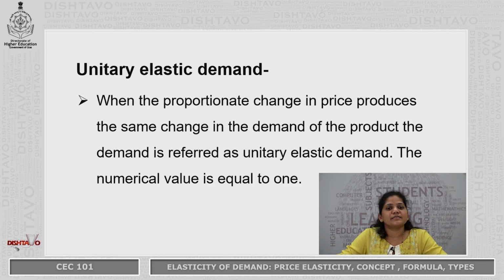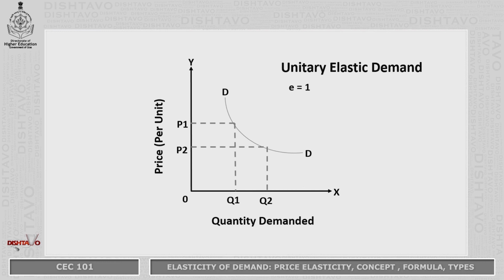The last one is unitary elastic demand. When the proportionate change in price is the same as the proportionate change in demand for the product, the demand is referred to as unitary elastic demand. The numerical value of this type of elasticity is equal to 1. We can see here that the change in price from P1 to P2 leads to an equal proportionate change in quantity demanded from Q1 to Q2. So the value of elasticity is equal to 1.